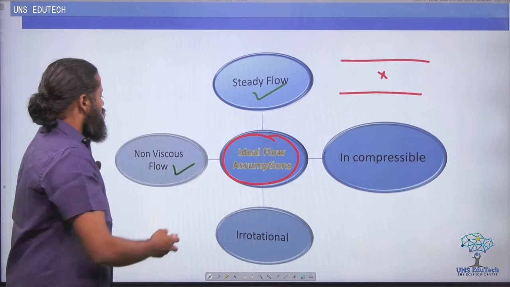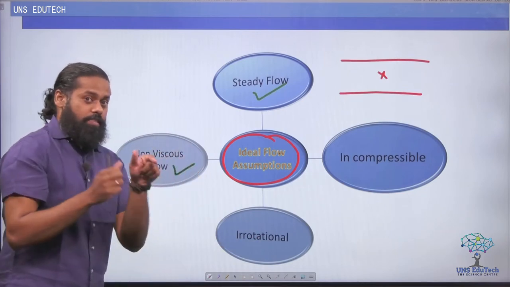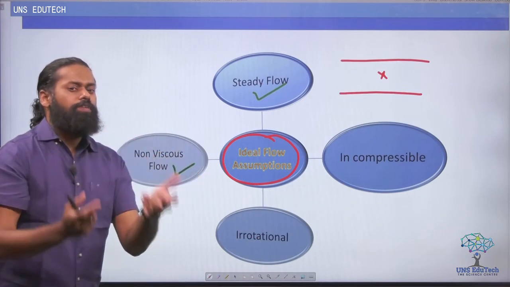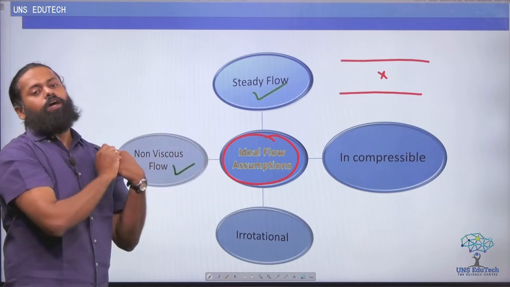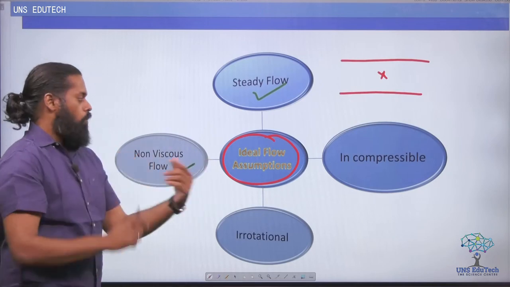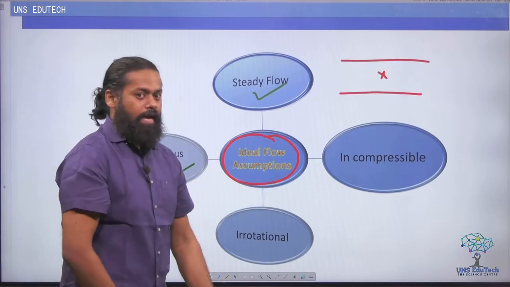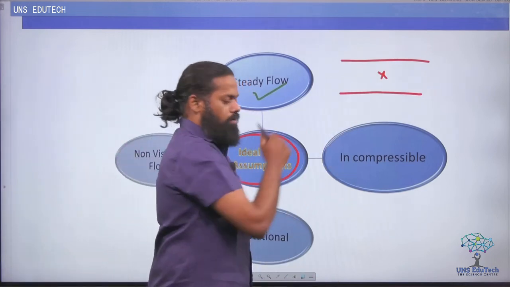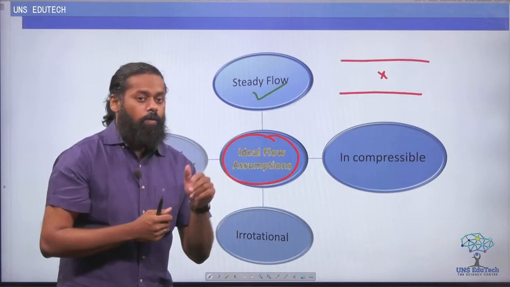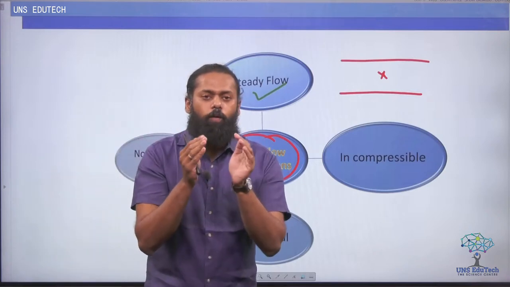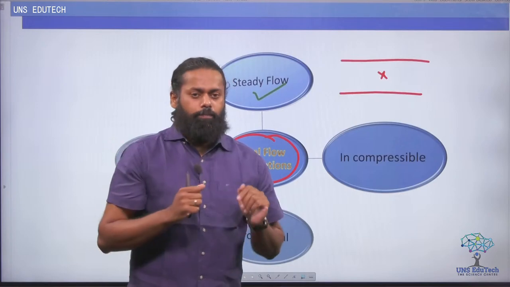So now, we are saying that if the liquid is non-viscous, then only can we apply this condition. So this is the second assumption we are using, the ideal flow assumption. We call it the ideal flow assumption. Third one, the flow should be incompressible. This is very important, in fact. Incompressible means that while flowing, there is no shrinking in volume.